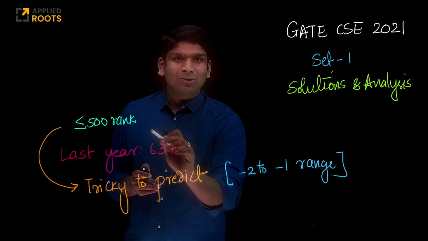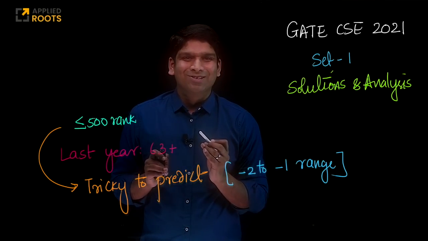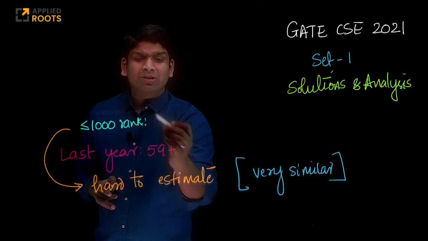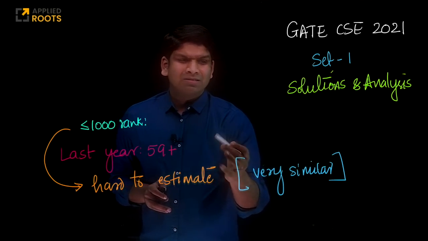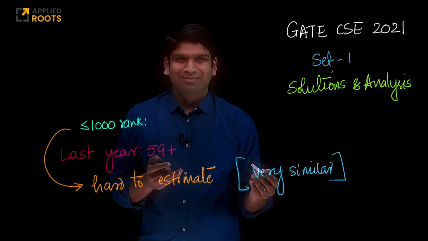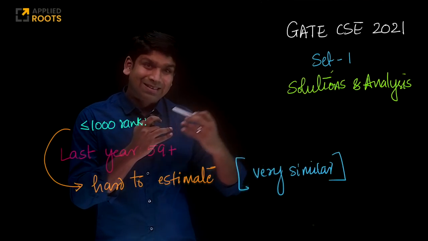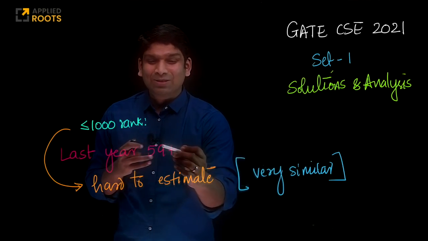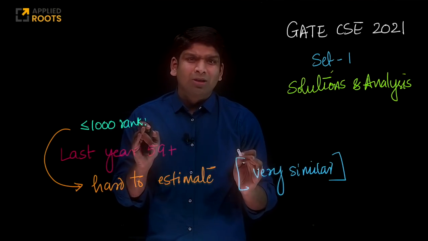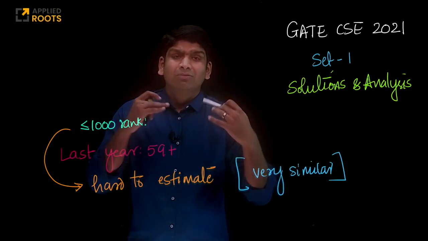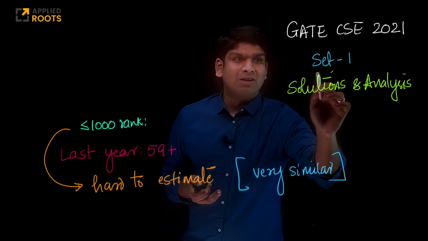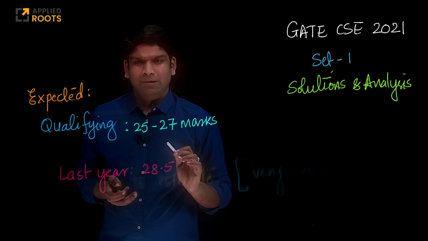Again, things get harder to predict in the 500 to 1000 range. It gets much harder there. Similarly, last year a rank less than or equal to 1000 was about 59 marks. This year, most likely very similar, might be 58 plus marks. Again, it gets harder to predict as the rank increases, or as the score decreases. So roughly speaking, this is how we estimate things. Again, these are all rough estimates. This is what we estimate things might pan out for someone who has attempted the set 1 question paper.